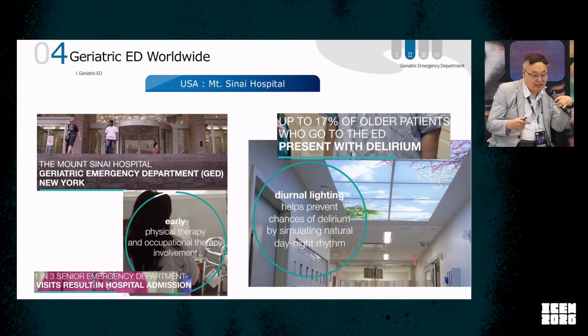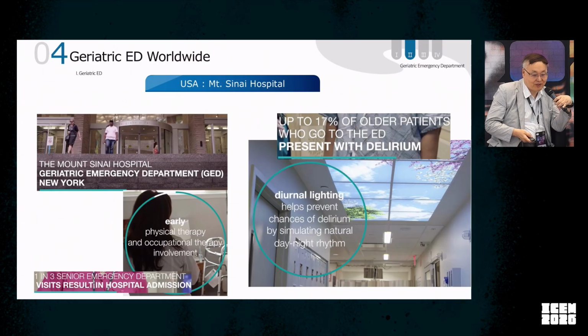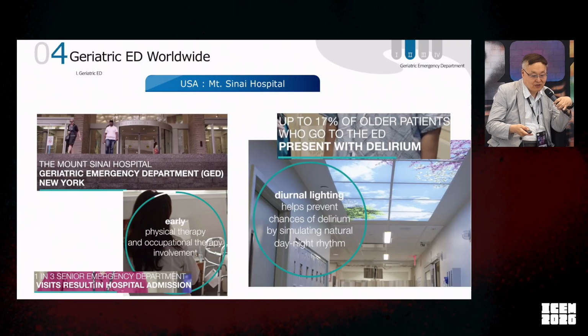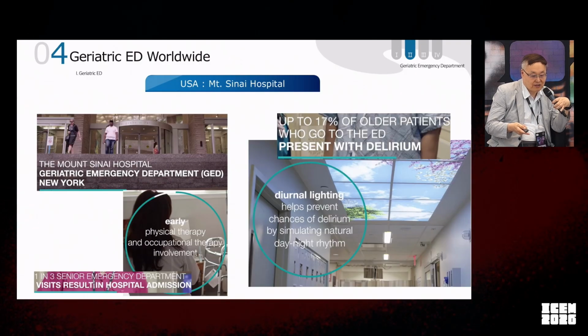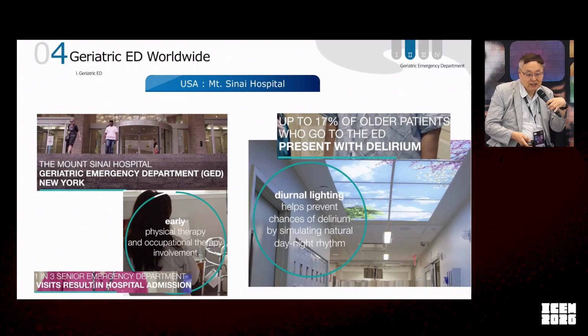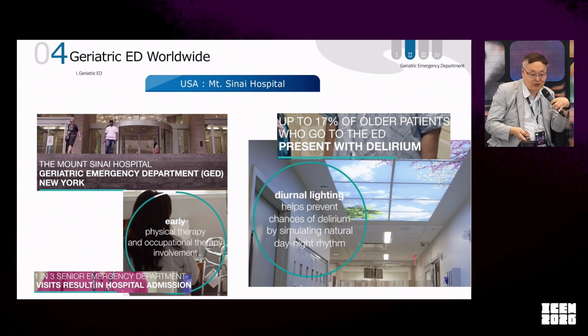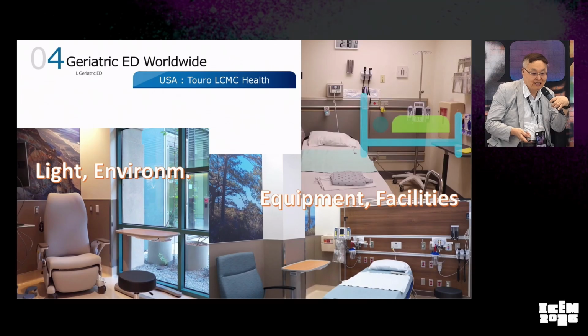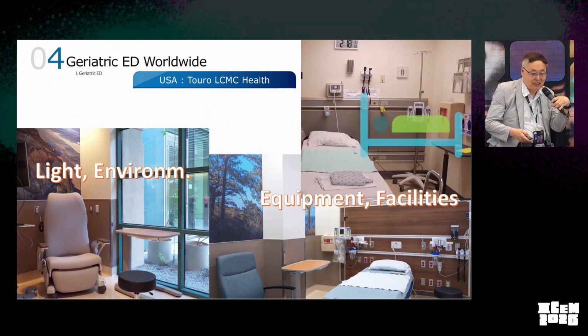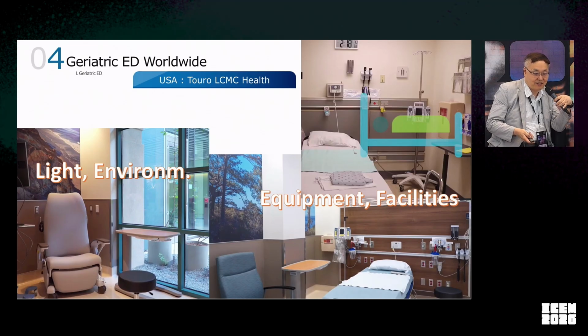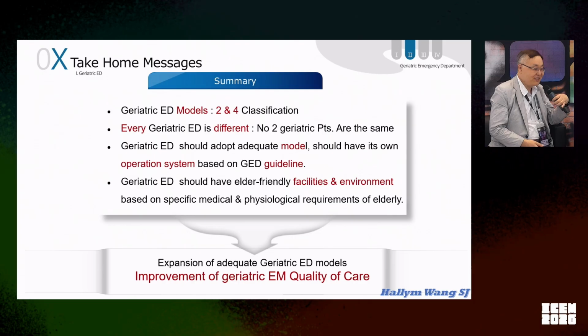They recommend early physiotherapy and occupational therapy involvement because 1/3 of geriatric emergency department visits result in admission. Also, they want to prevent delirium, so they use diurnal lighting. Another example, natural light environment and equipment facility in United States. So this is the last one.